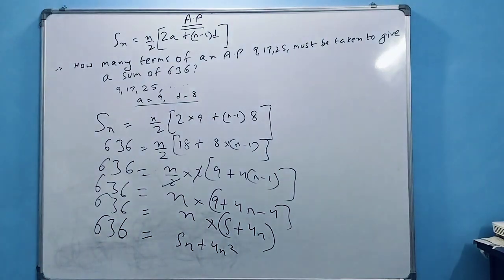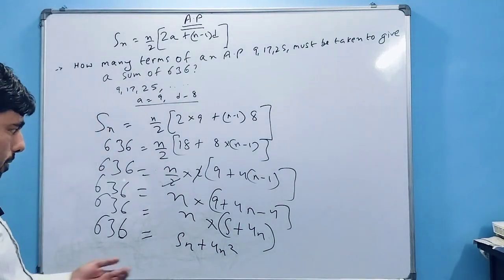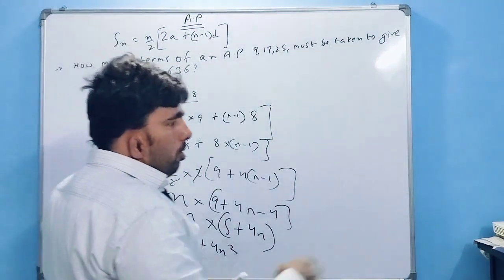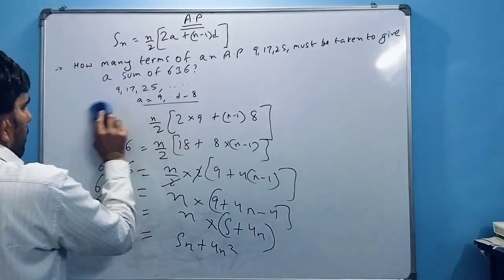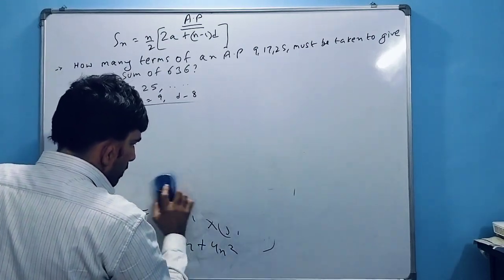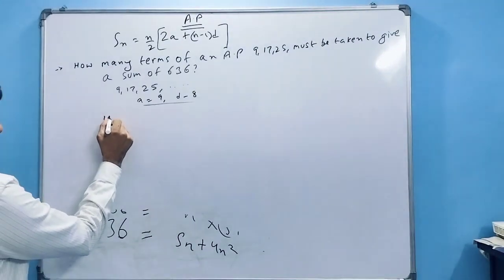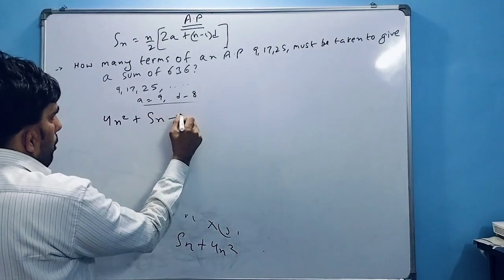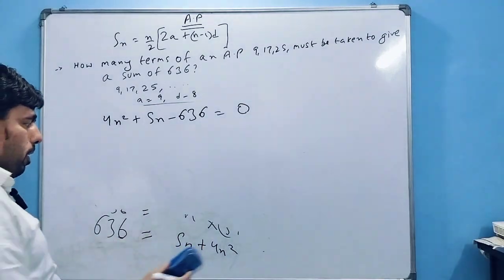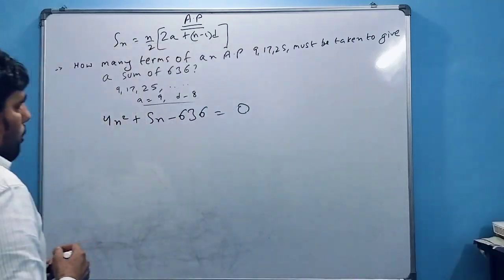Now what we need to do? Here it becomes an equation now. Okay. So now we have the equation 5n plus 4n square is equal to 636. We need to sort out this equation now. Now the equation we have, we'll write first here, that is 4n square plus 5n minus 636 is equal to 0. I have taken 636 to the other side, so that now we'll try to solve this equation.